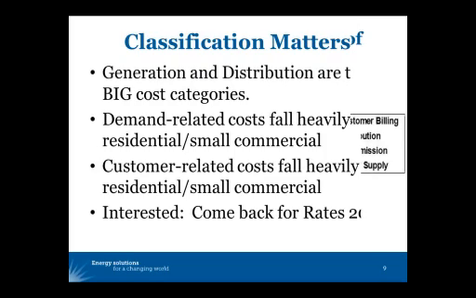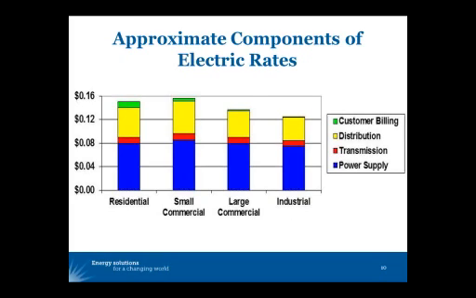When we're all done, though, we come up with some components of electric rates, and I'm going to spend most of the rest of today talking about how those are collected in rates. And here on the left, you see the residential rates with power supply in blue being the biggest part of the cost. Transmission is a small slice. Distribution is a big part.